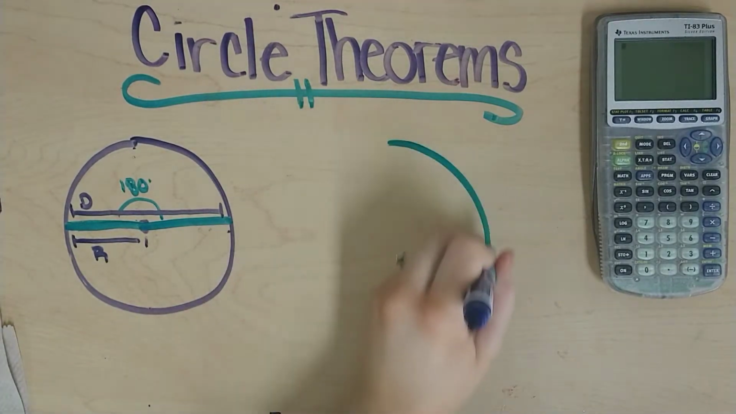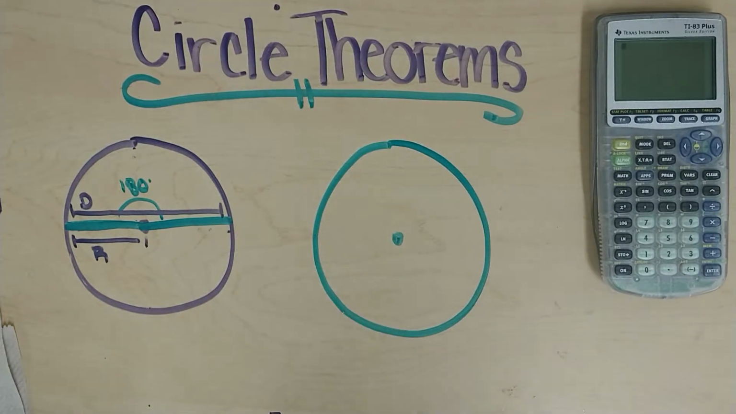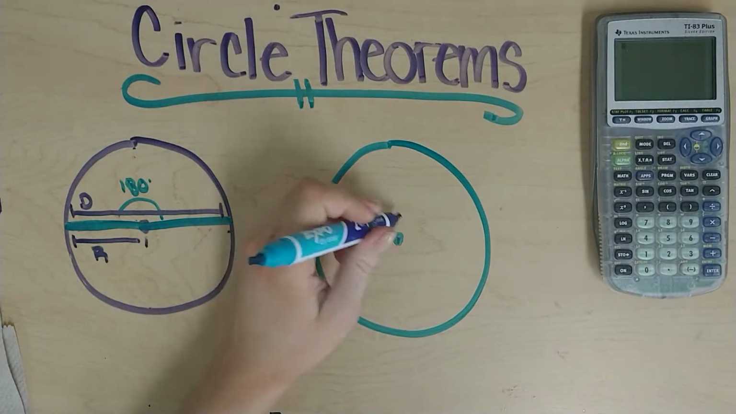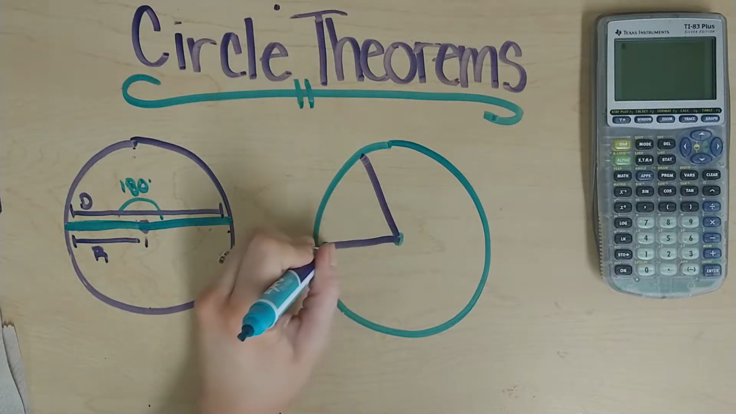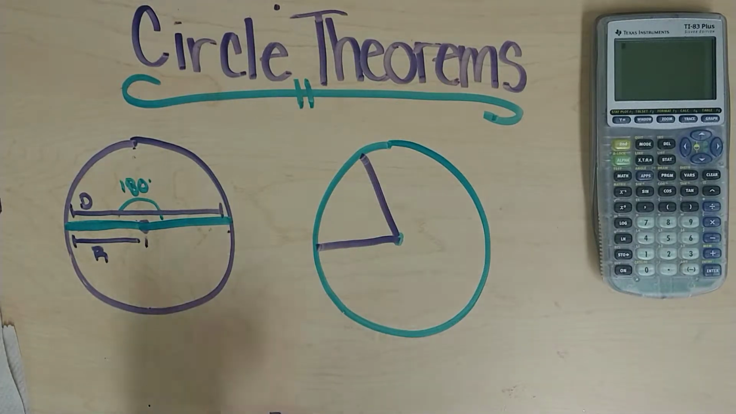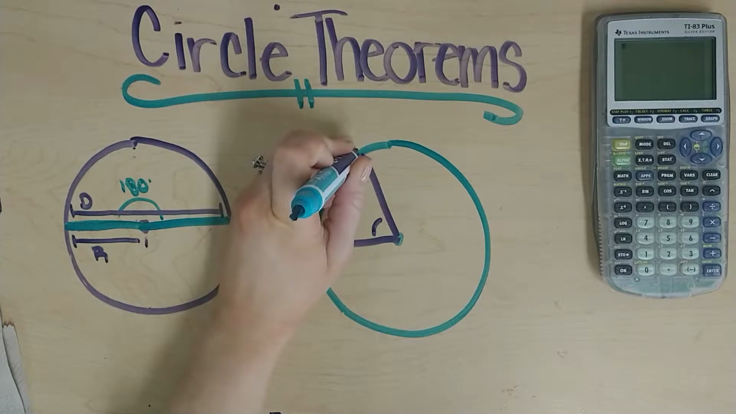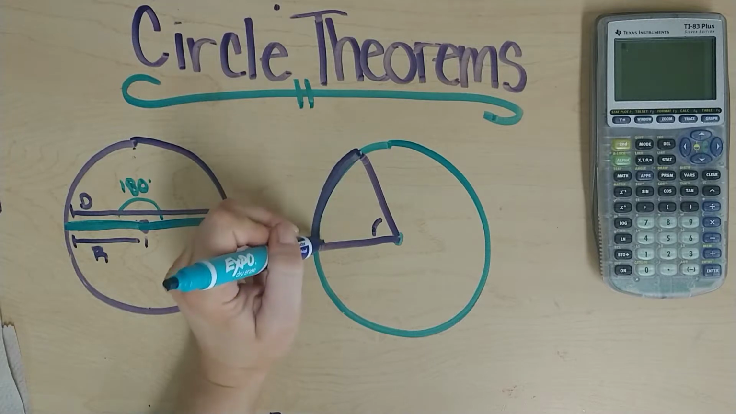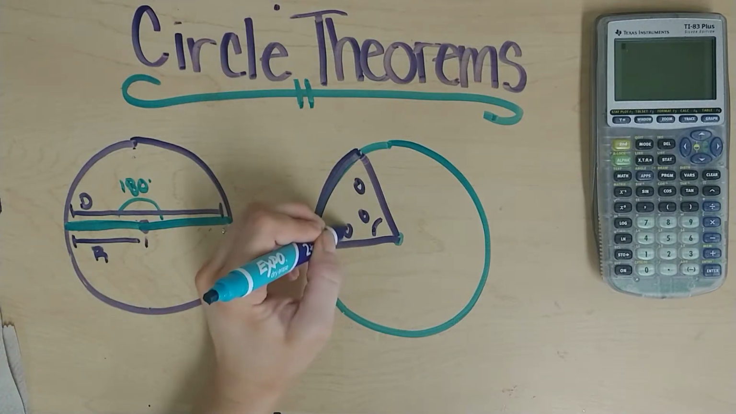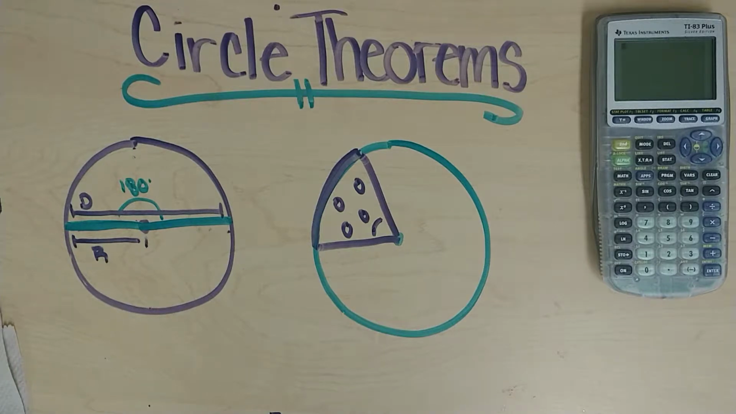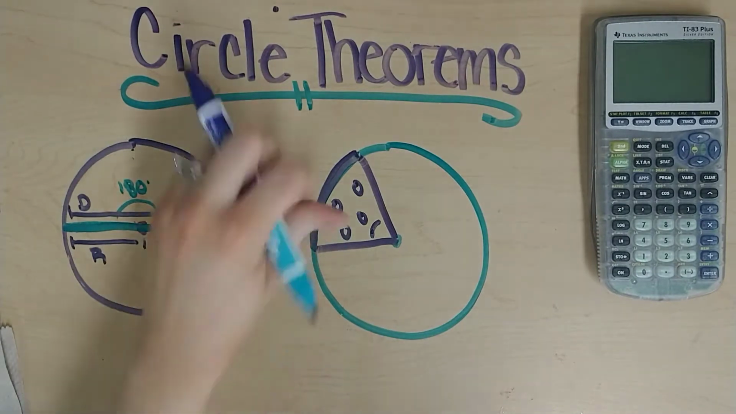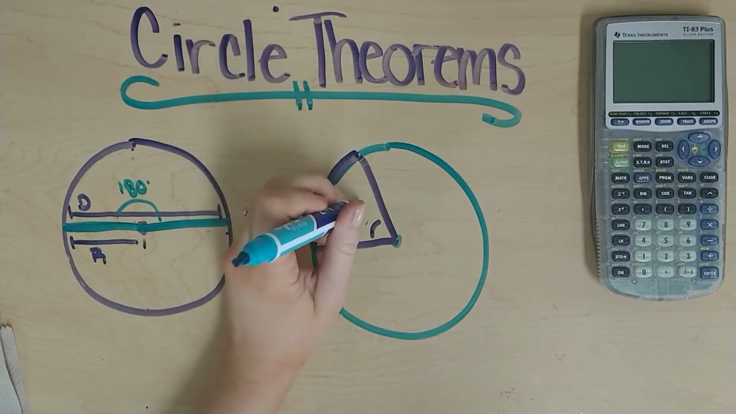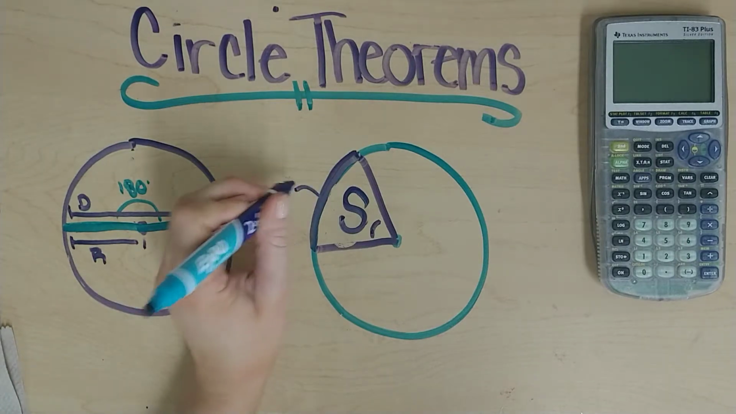In another circle, we're going to talk about arcs and sectors. There's my sector. This is my arc. If you were to think about it, this arc is like the pizza crust to my pizza. So here, my pizza slice is my sector, and out here is my arc.